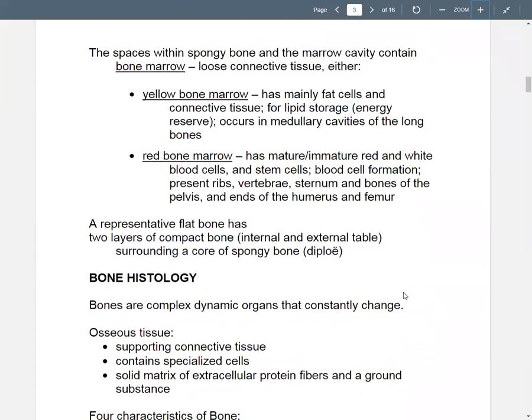All right, so spaces within your spongy bone and your marrow cavity contain the bone marrow, which is made up of loose connective tissue. It can be yellow or red. So yellow bone marrow, as the name suggests, has fat in it, has adipocytes. It's for storing lipids, which are used for energy. So you'll see that in the medullary cavities of long bones.